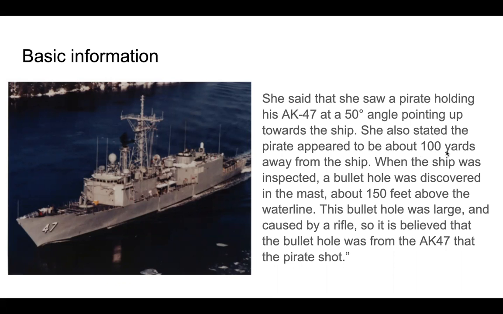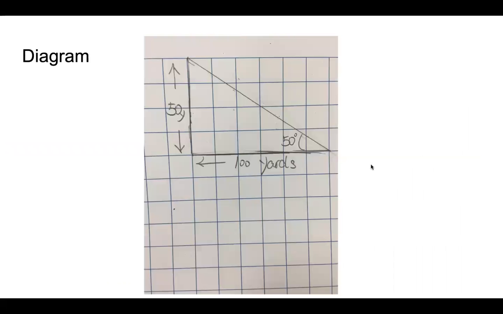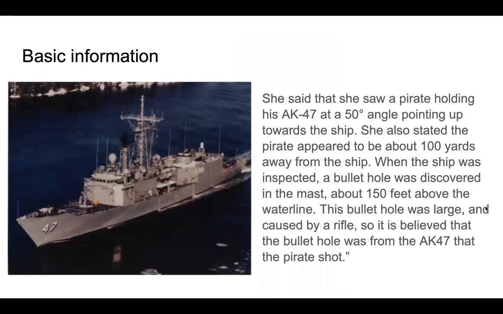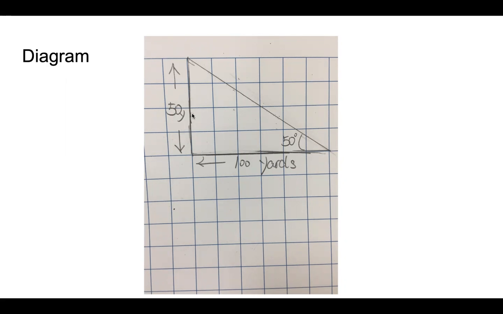And a bullet hole was discovered in the mast, about 150 feet above the waterline. Based on the information, I made a diagram, which will look like this. Here's the bullet position, and here's the ship, here's the boat. The height is 50 yards because 150 feet is different from yards, and 3 feet equals 1 yard. I use this to change 150 feet to 50 yards. The distance is 100 yards, and the angle is 50 degrees, which will look like that.